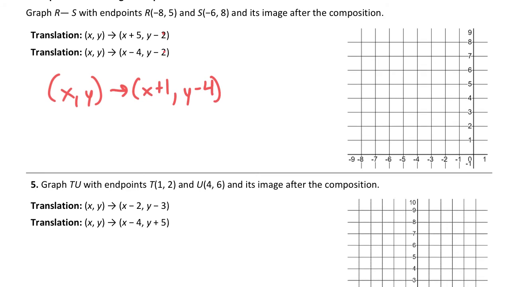So if you graph all your points, (-8, 5) is R, (-6, 8) is S. I'm going to draw that as a segment. We're only translating 2 points. And I'm going to use this single transformation. Right 1, down 1, 2, 3, 4. Right 1, down 1, 2, 3, 4. So R', S'. And that's the image. Oops, not the straightest line there.